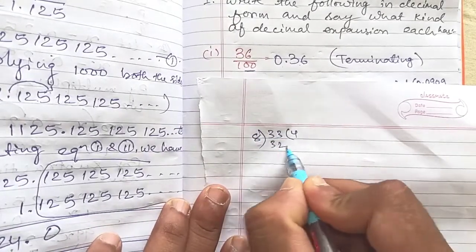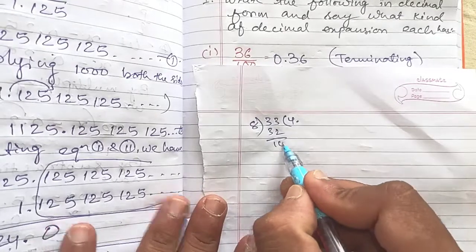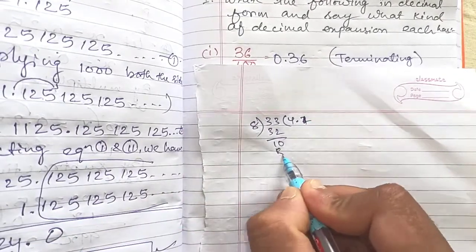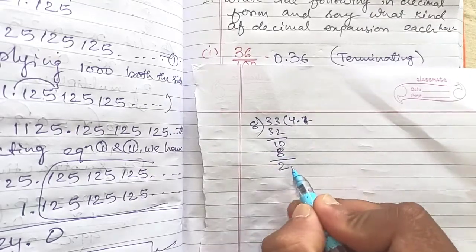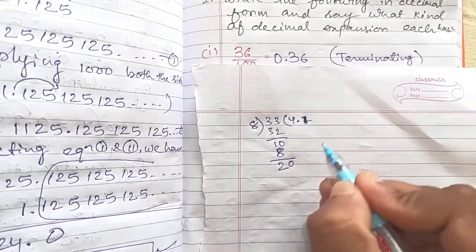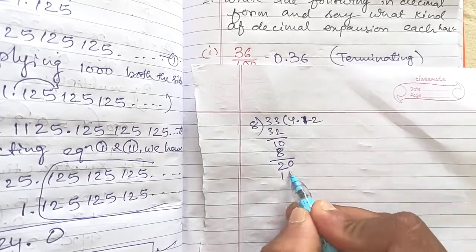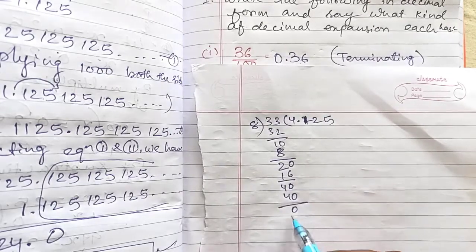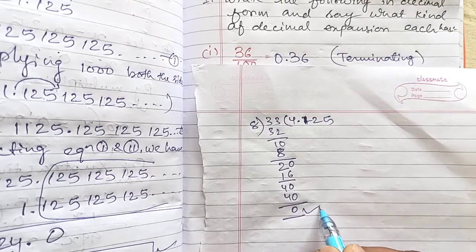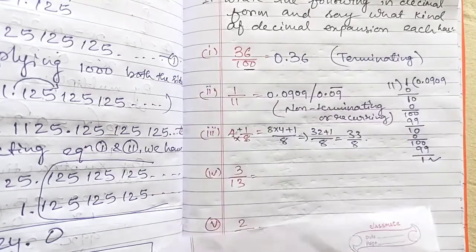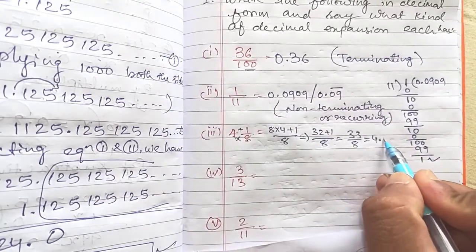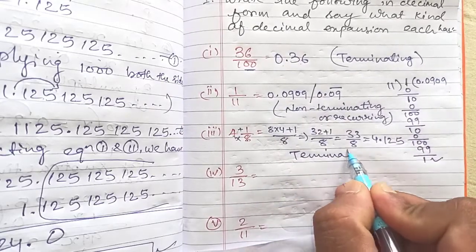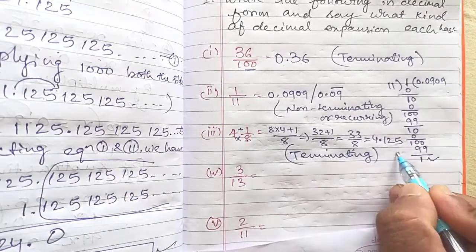8 fours are 32. 1 carry, put a decimal here, so we can carry 1 and 0. 8 twos are 16. 8 ones are 8. 2 carry, 20. After the decimal, a 0 we can carry, so 20. 8 twos are 16. 4 carry, 40, it will become 8 fives are 40. So the remainder is 0. What kind of decimal expansion is it? Terminating, and the answer is 4.125. This is a terminating decimal expansion because we are getting the remainder 0.